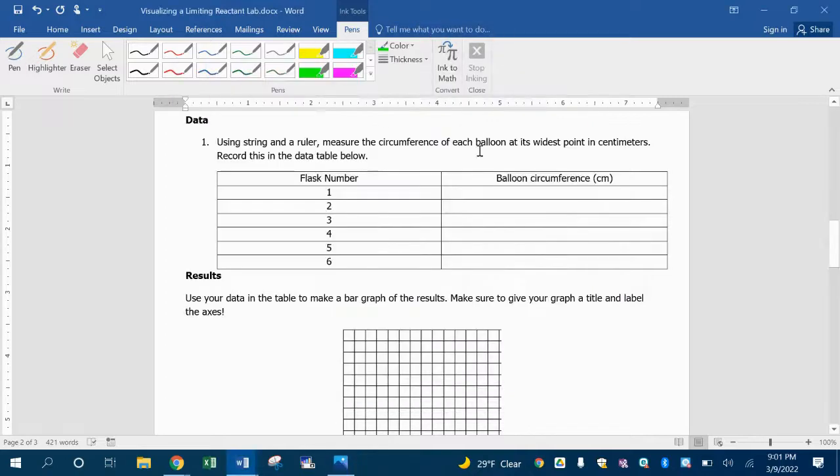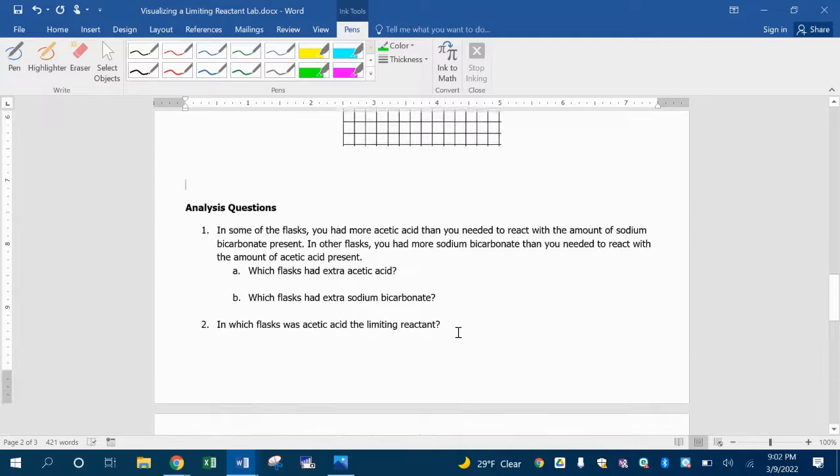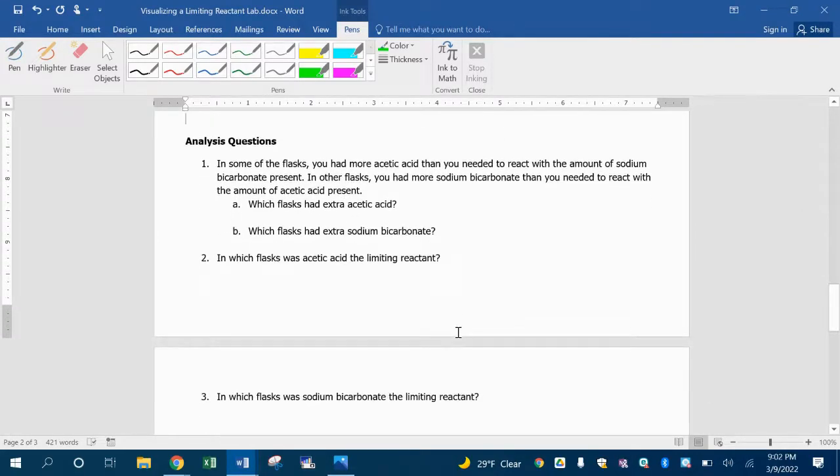So now, after you have your classmates take the balloon circumference of their balloon, you're then going to graph it. Make sure to give it a title and label your axes, and make sure it's a bar graph. Then, based off of the beginning of this video, you should be able to answer the analysis questions about which flasks had extra acid, which ones had extra baking soda, and which ones they were the limiting reactants.